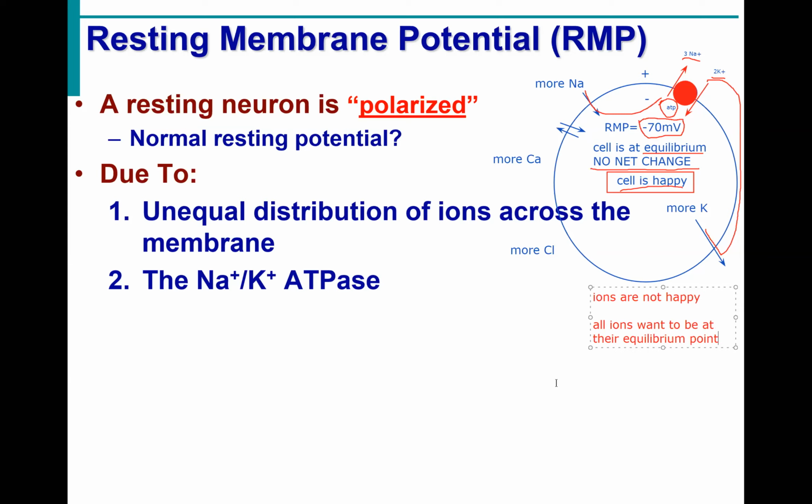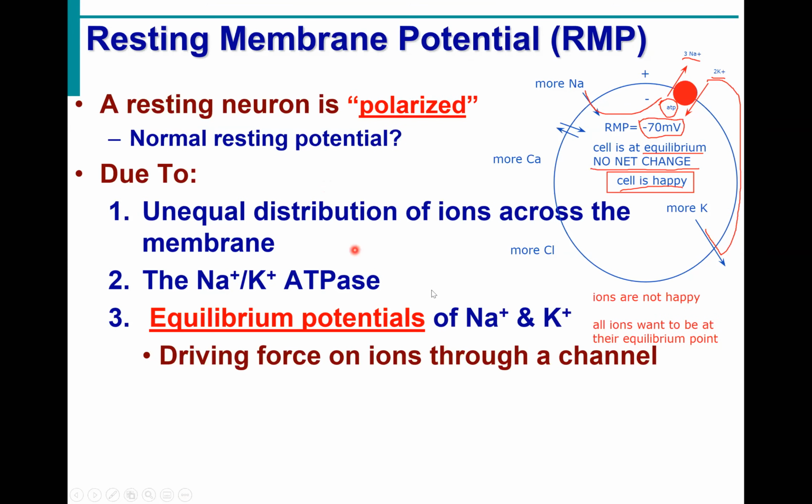They don't care what makes the cell happy. Sodium doesn't care about potassium. Sodium doesn't care about calcium or chloride or the cell. All sodium cares about is itself. Sodium wants to be at equilibrium. And just as the cell has an equilibrium potential, our ions have an equilibrium potential as well. And so that's going to be the key. If we know what the ion's equilibrium potential is, we would know what makes the ion happy. And that is what causes the driving force on our ions.